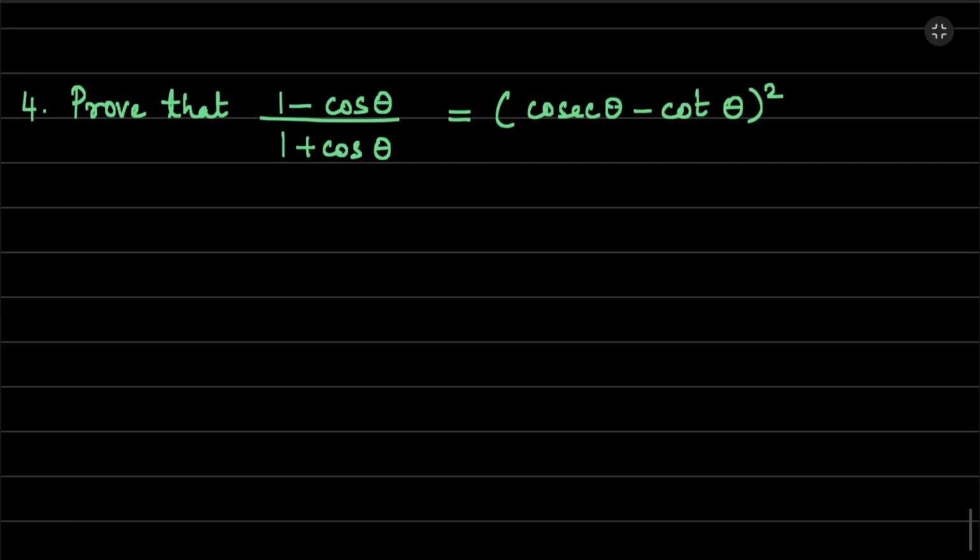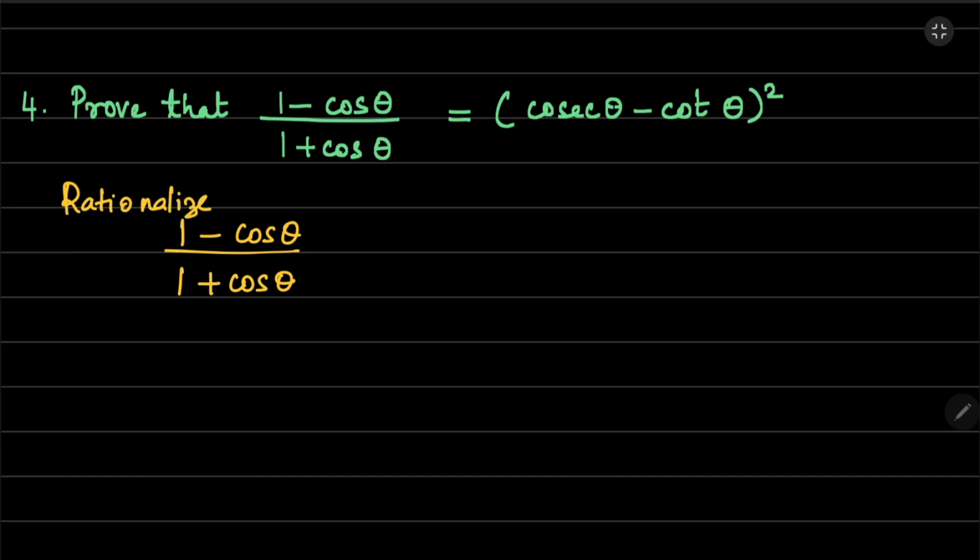Okay, prove that (1 minus cos theta) by (1 plus cos theta) equals (cosecant theta minus cot theta) the whole square. The minute you get to see such questions, 1 minus cos by 1 plus cos, or 1 minus sine divided by 1 plus sine, immediately you have to rationalize the denominator. So 1 minus cos theta divided by 1 plus cos theta. When you rationalize it, you will multiply numerator and denominator with the conjugate of this, or with the reciprocal of 1 plus cos theta.